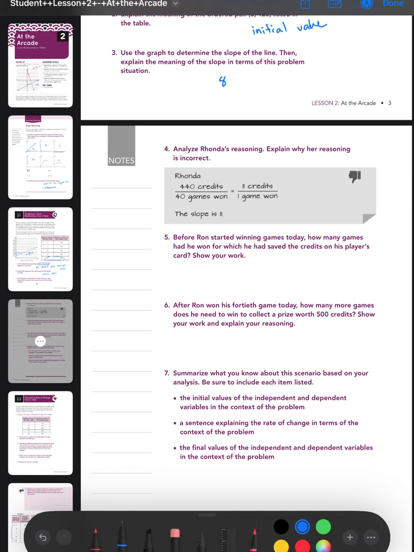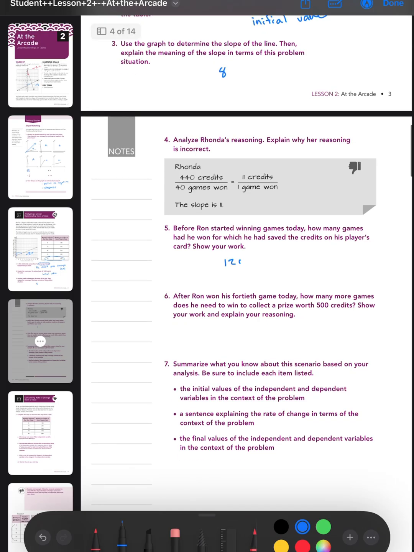Okay, 5 said before Ron started winning games today, how many games had he won for which he had saved the credits on his player's card? Show his work. So in other words, the amount of credits he started with, how many games won worth was that number of credits? So if he had 120 credits, and we know he's earning 8 credits per game win, if we divide that, that means he had 15 games won worth of credits already on the card.